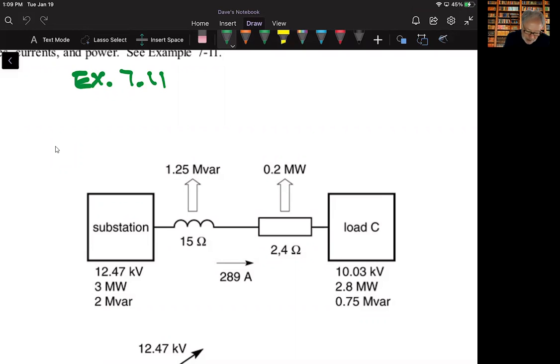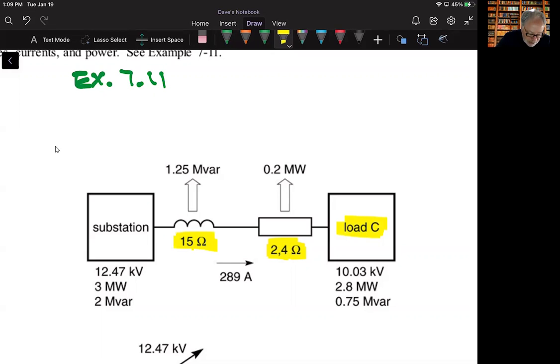The line feeds a load C, which is out here, from a substation. The line has a resistance of 2.4 ohms, and a reactance of 15 ohms. That's a very common combination that you would see when you talk about power systems. There is a reactive component and there's a resistive component associated with transmission lines.